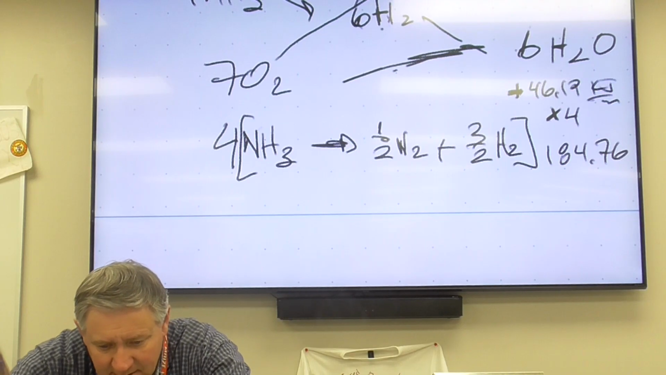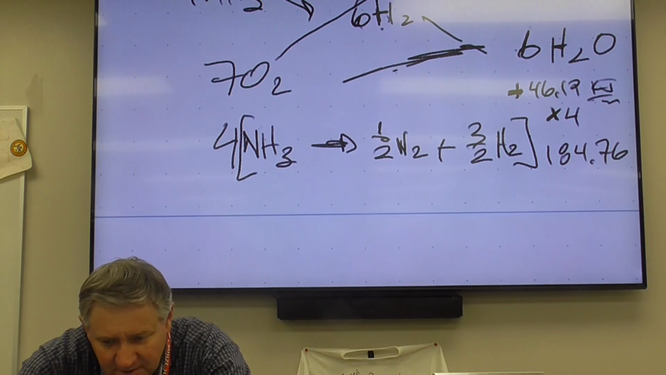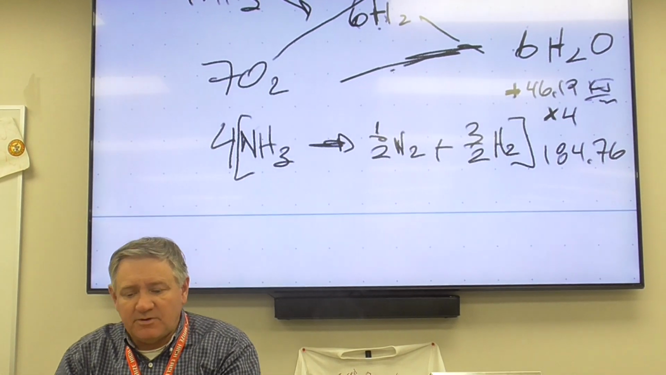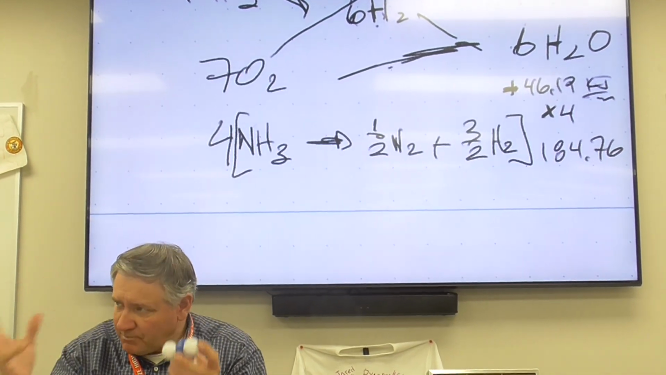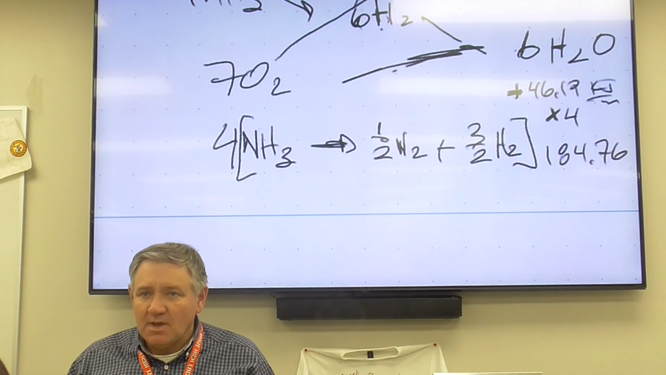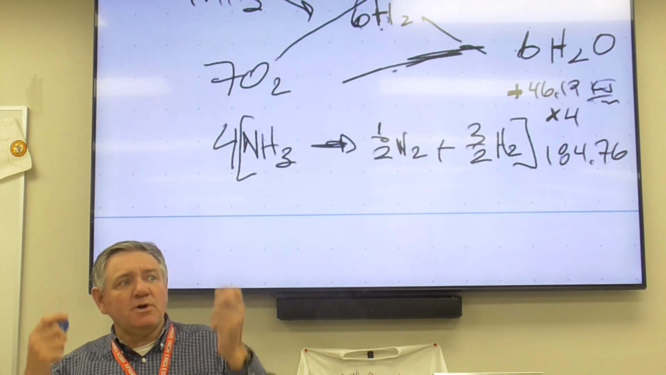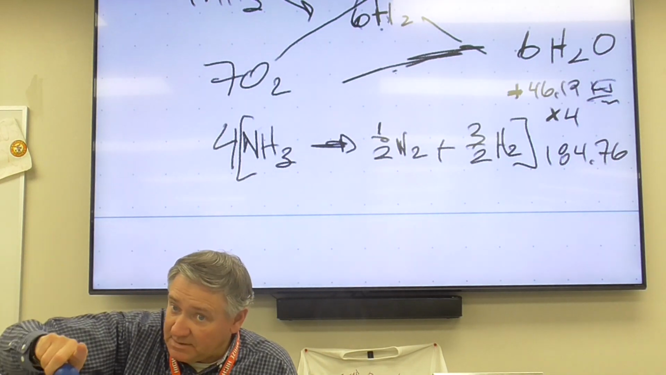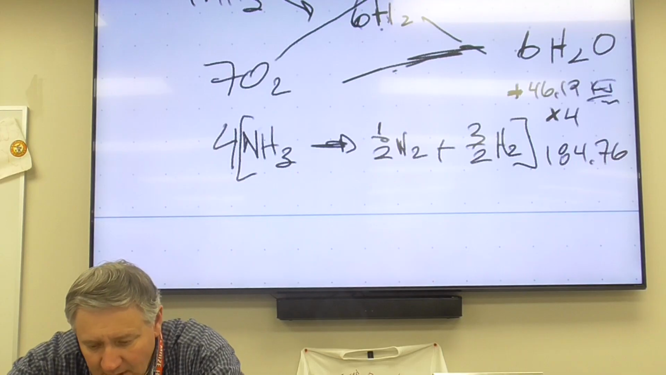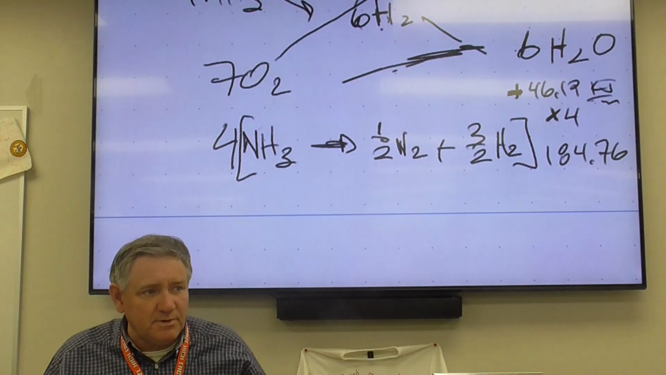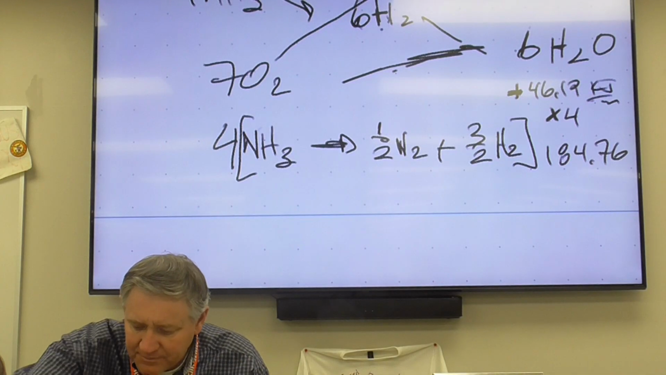I had NH3, right? I had to break the bonds that hold these things together. The only way I can do that is I put energy into it. That's why this is a positive value, because I'm breaking these bonds. Now, I don't have to worry about the oxygen, okay? Because the oxygen is the elemental form of this. I don't have to worry about that.